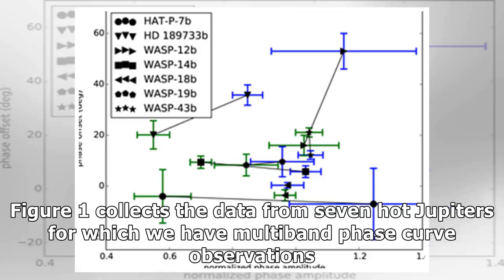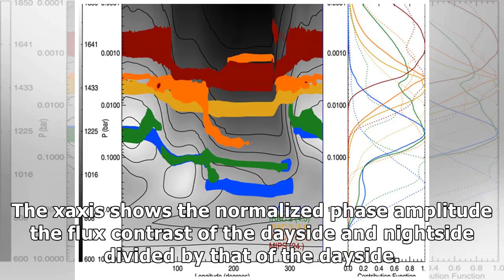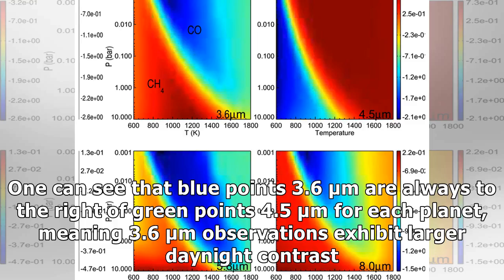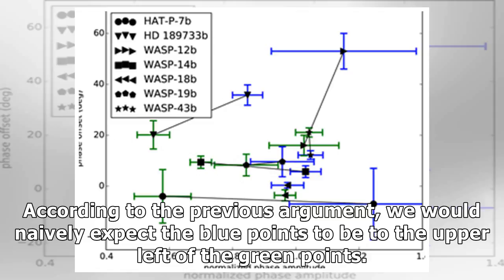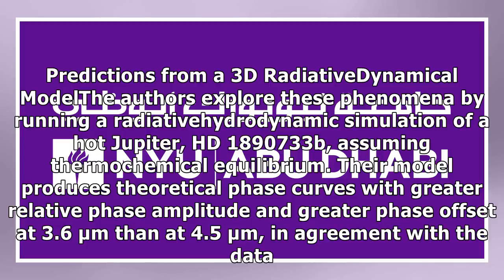Figure 1 collects the data from 7 hot Jupiters for which we have multi-band phase curve observations. The x-axis shows the normalized phase amplitude, the flux contrast of the dayside and nightside divided by that of the dayside. One can see that blue points, 3.6 micrometers, are always to the right of green points, 4.5 micrometers, for each planet, meaning 3.6 micrometer observations exhibit larger day-night contrast. According to the previous argument, we would naively expect the blue points to be to the upper left of the green points.